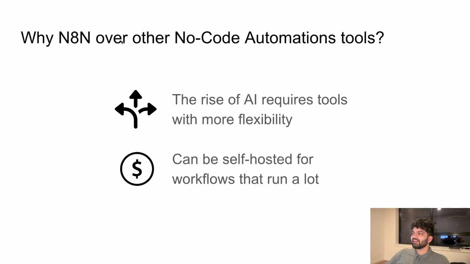And why N8N over other no code automation tools? I have a comparison slide over here that compares N8N to Make and Zapier. But at least in my opinion, the reason why N8N has blown up in the past couple months, past year or so, is because of the rise of AI, right? The rise of AI requires tools to be more flexible. And the truth is Make and Zapier were just not cutting it. It was just too limited in terms of what you could do, to a point where you might even be better off using custom code for AI, but not everyone knows how to use custom code.